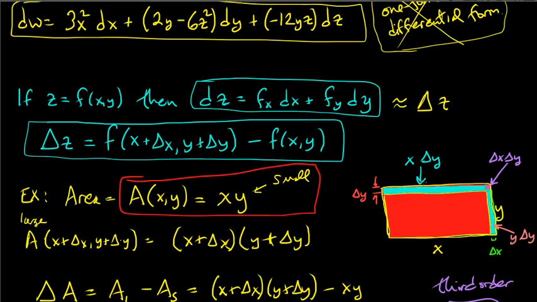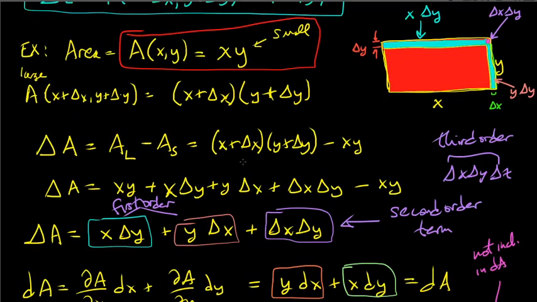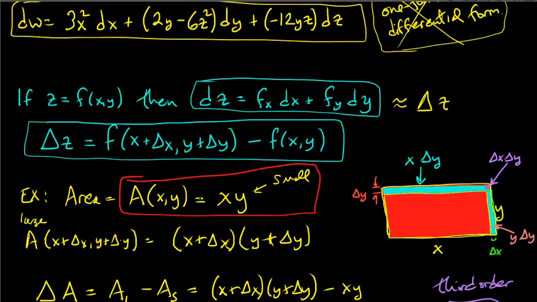I hope that at least gives you some perspective about the difference between dA and delta A. That's the same thing between dz and delta z. They're not exactly the same, but they are approximately the same. Effectively, dz is what's called the linear approximation of delta z, or the linearization.